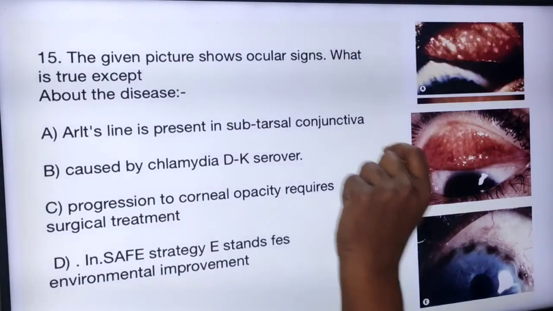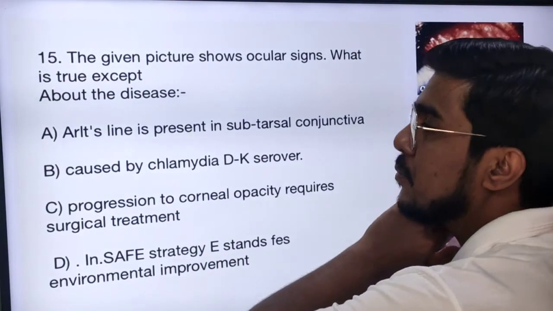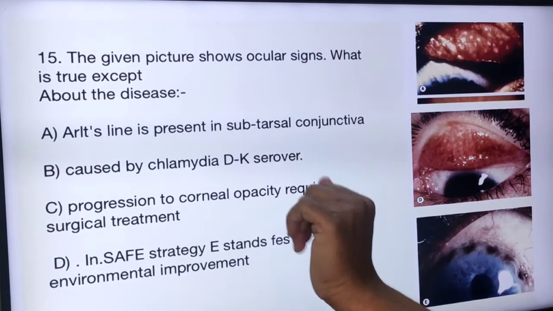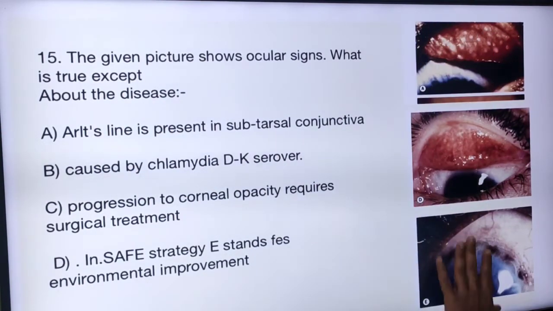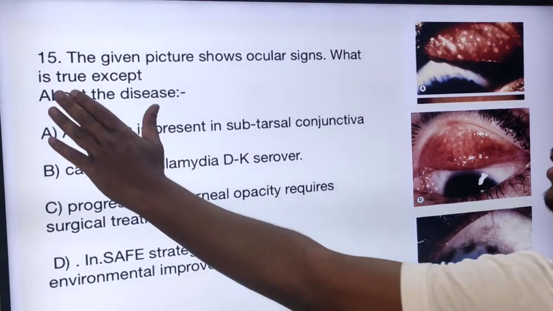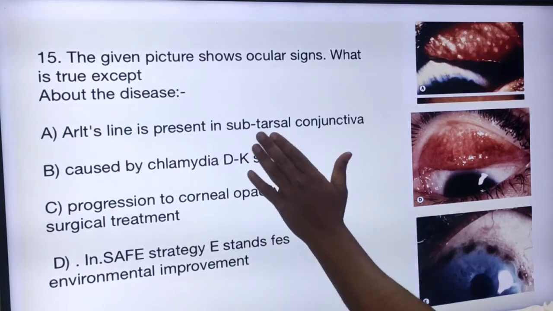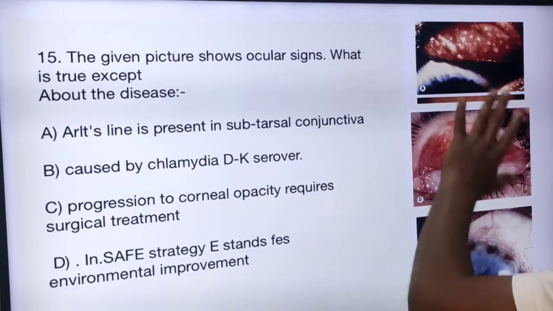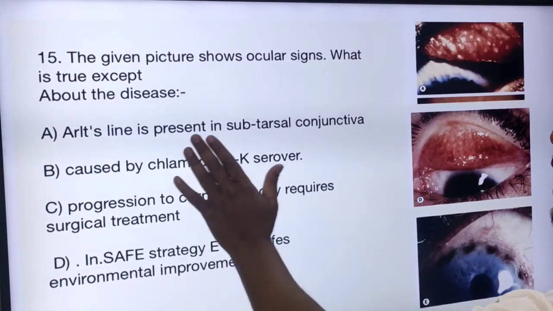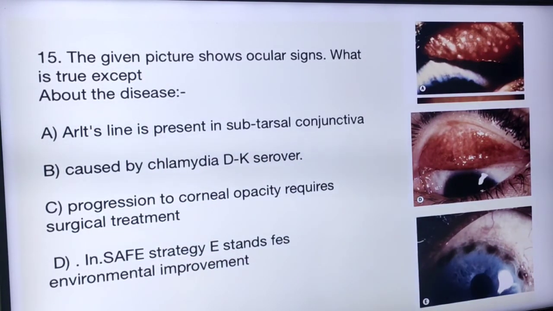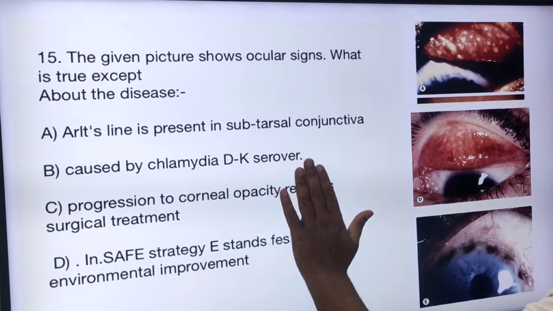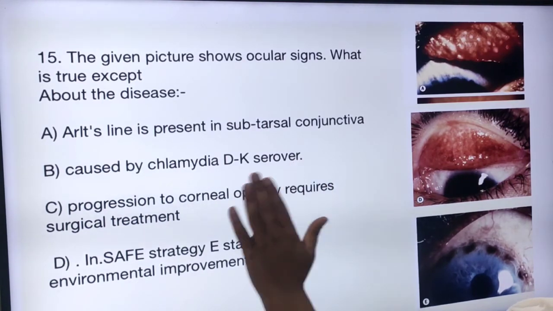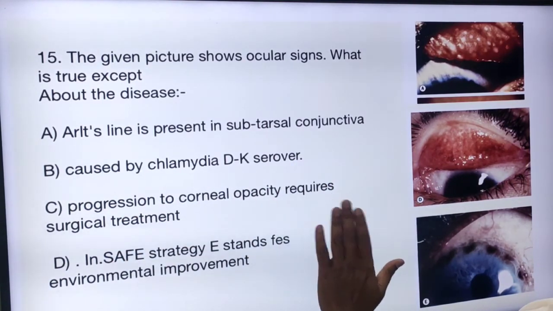Moving to the 15th question. Very common. The picture is showing here. True except: Arlt's line present in the subtarsal conjunctiva. Obviously everybody knows that this is trachoma. Arlt's line is present in the subtarsal conjunctiva. This is the right option. Caused by chlamydia D to K serovar. Prognosis: corneal opacity requires surgical treatment.